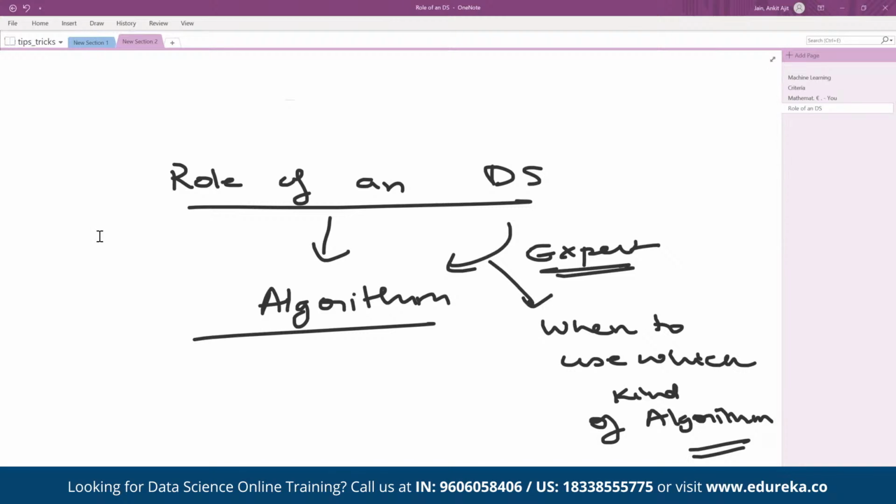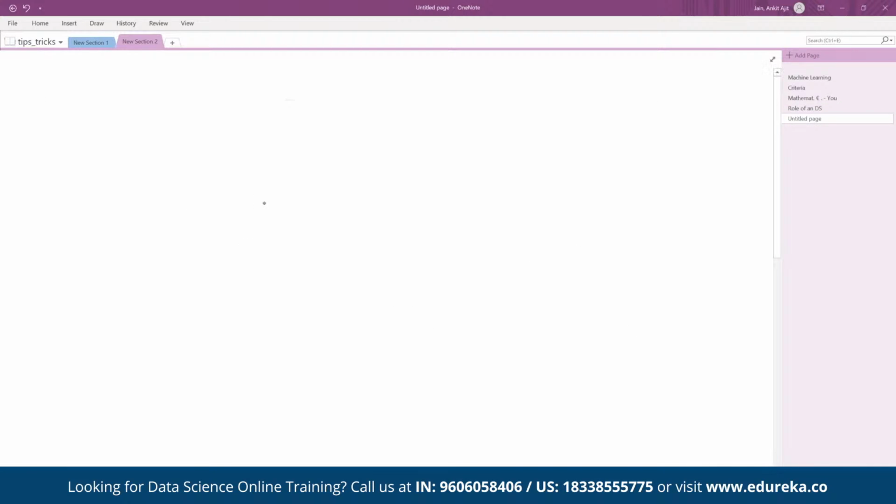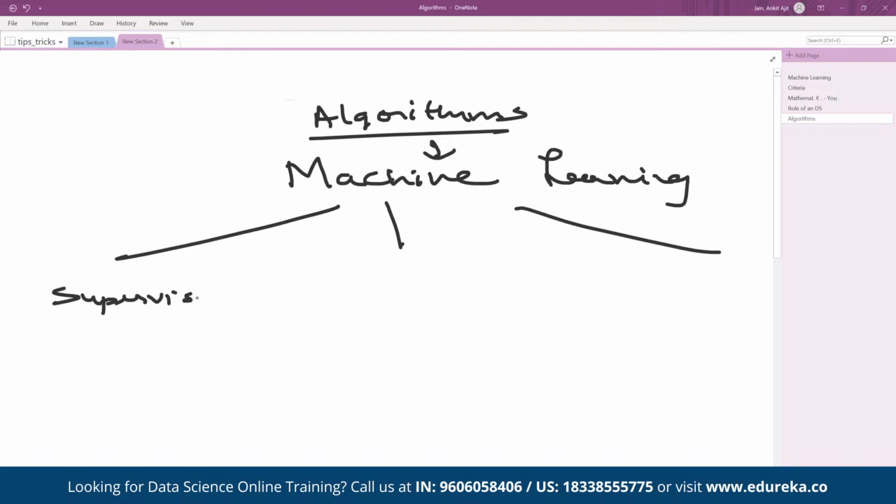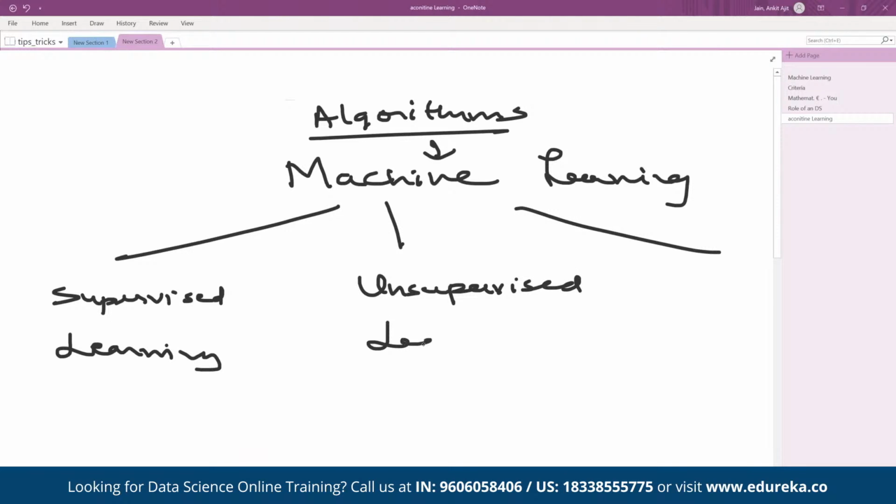Okay, so now with this understanding, let us understand different types of machine learning. What are different types of machine learning? Okay, so theoretically there are three types of machine learning algorithms. The algorithms which are used for machine learning can be divided into three types. One is supervised learning, we have unsupervised learning, and then we have reinforcement learning.